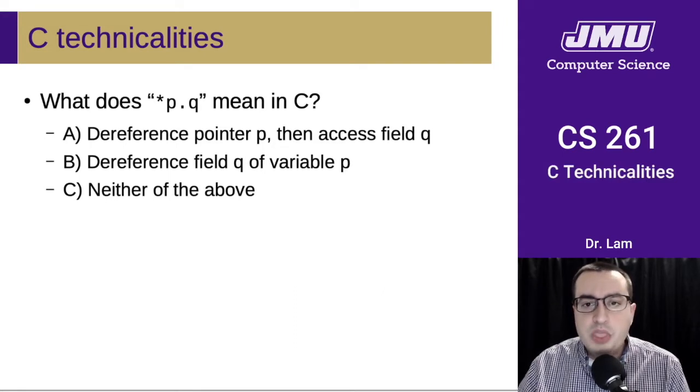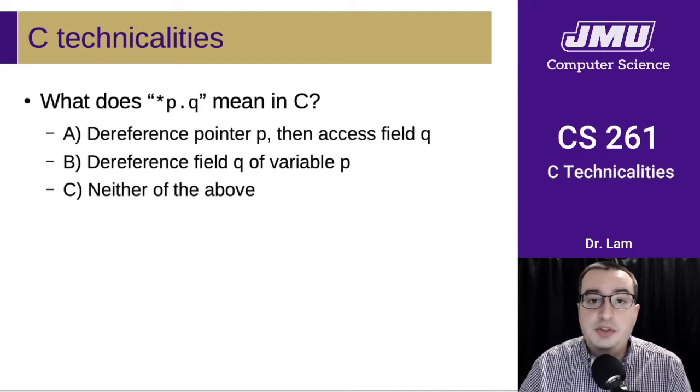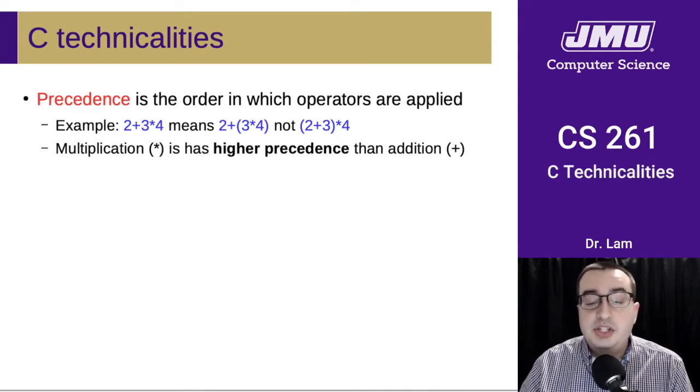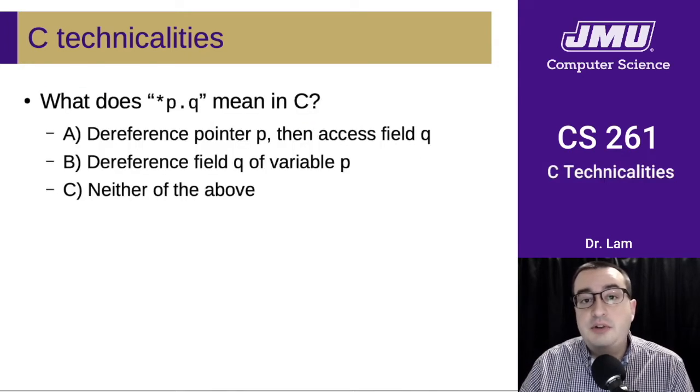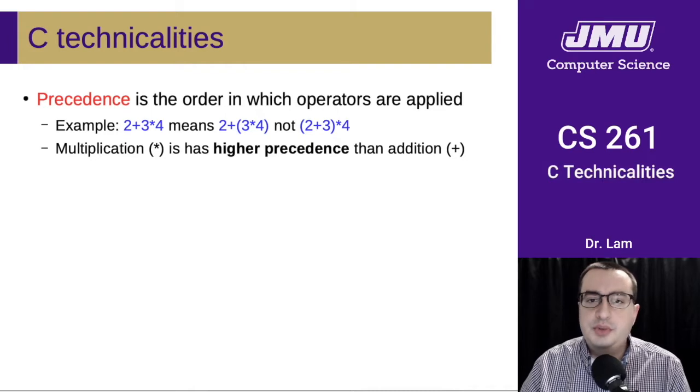So one might expect that this would dereference the pointer p and then access field q. This is so if p was a pointer and it was a pointer to a struct, this seems like a reasonable way to say, hey, I want to dereference p and grab the field q. Unfortunately, it actually means to dereference the field q of variable p. And this has something to do with something called precedence.